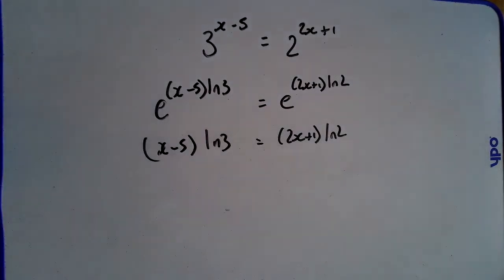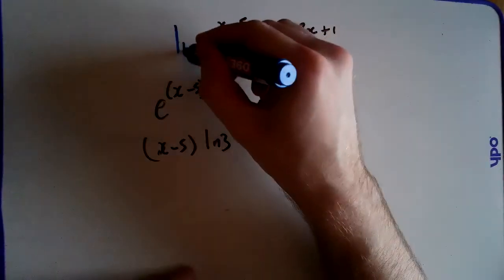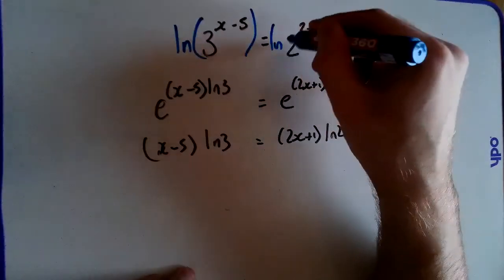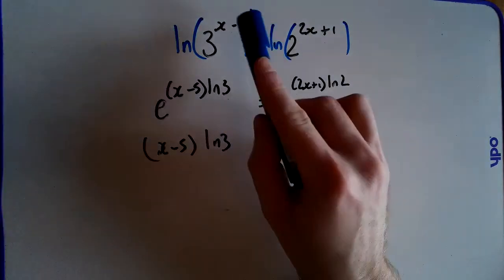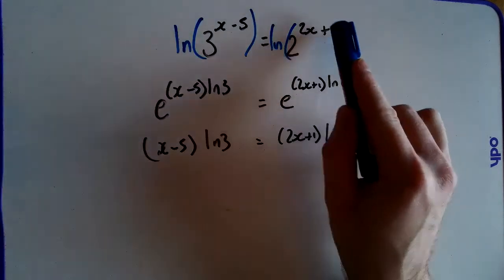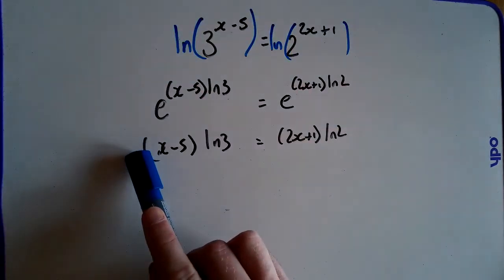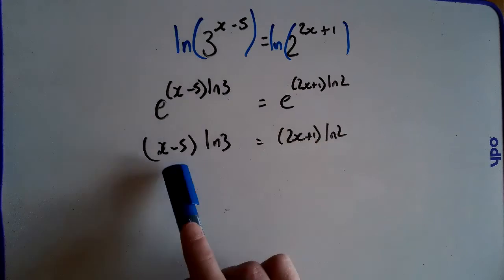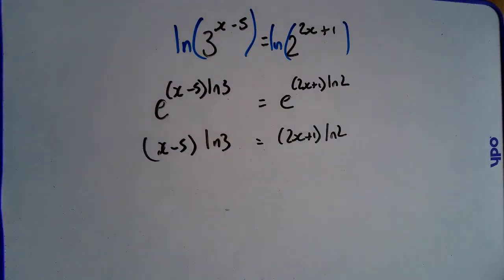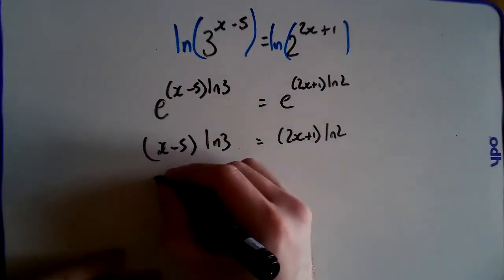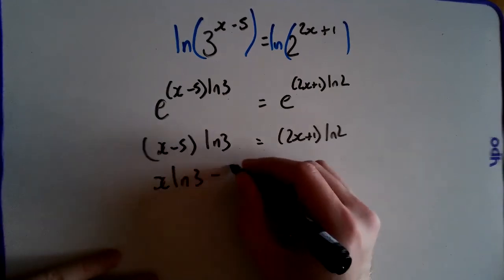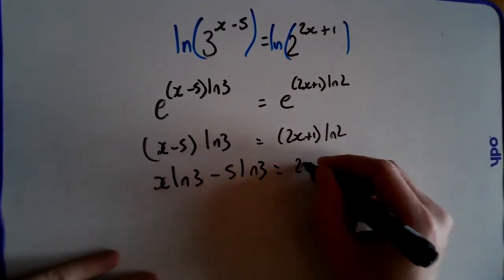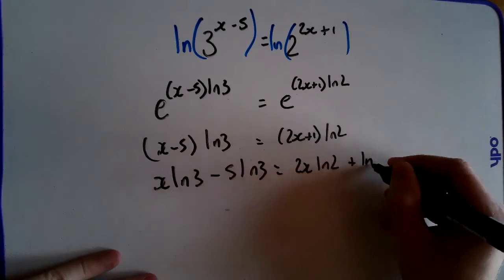The other way, which some of you might do, is we do ln on both sides. Then what can happen is the power can go to the front, and you get to this line without doing this step in the middle. Yeah, look, power's at the front, power's at the front. And then just expand the bracket. So x ln 3, take away 5 ln 3 is 2x ln 2 plus ln 2.